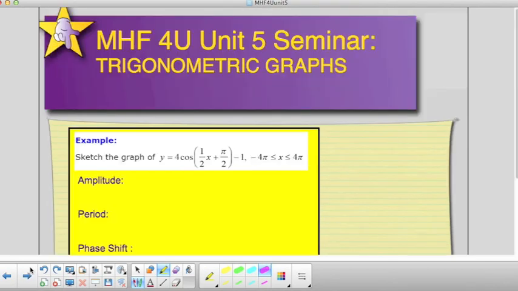So here's an example of the cosine function. We are going to analyze this, copy this down into your notes. We're going to analyze the amplitude, period, phase shift, and we're going to figure out what the mapping relationship is so that we can apply the mapping relationship to our key points and graph this function.